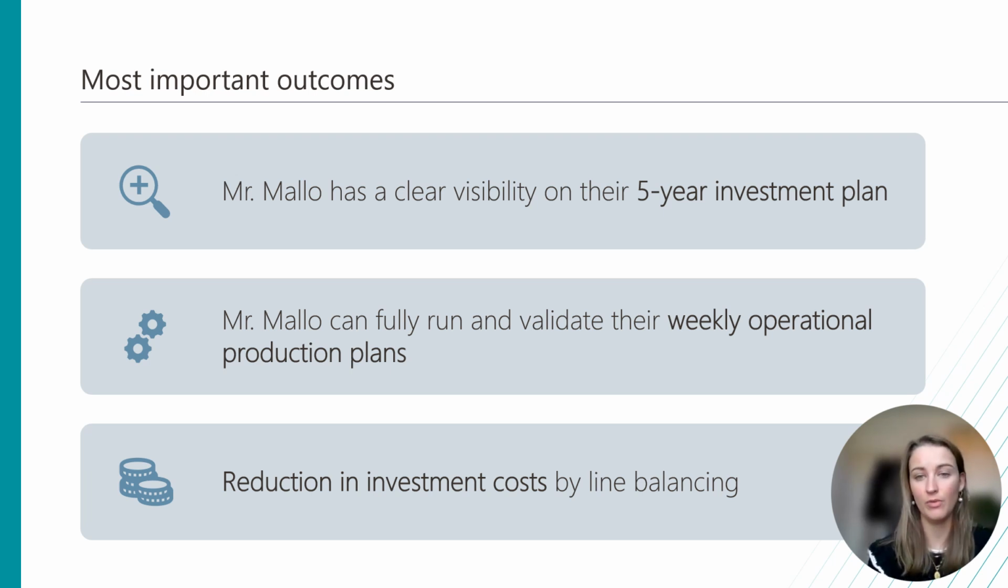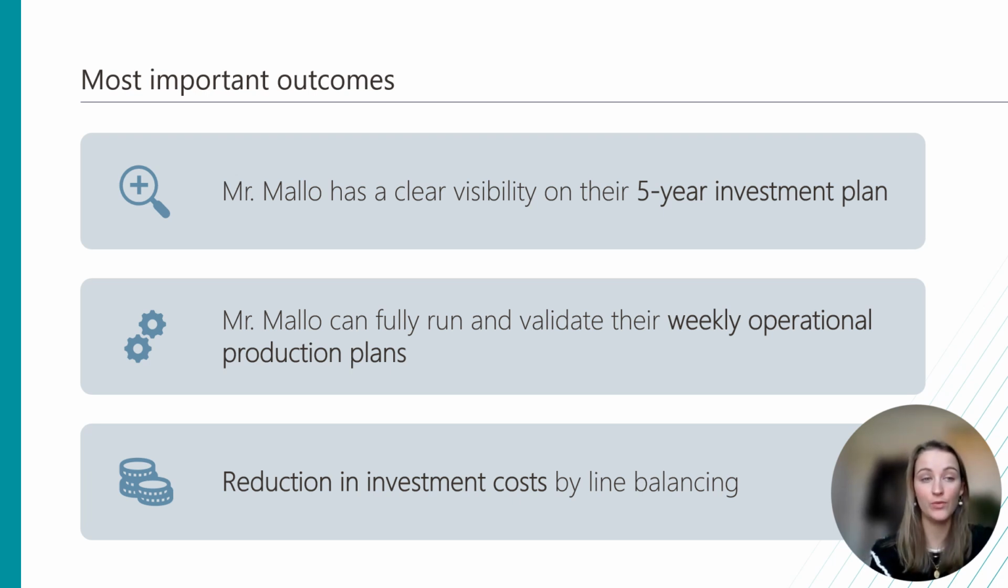So after this simulation project, what were the most important outcomes for Mr. Mallow? So I think the first of the important outcomes is that they currently have a very clear understanding of their 5-year investment plan. So they know exactly, if we are increasing the planning with this percentage, then we need to broaden the lines, or then we need to make these adjustments in order to make this work. So they can really prepare their plans for increasing the planning.